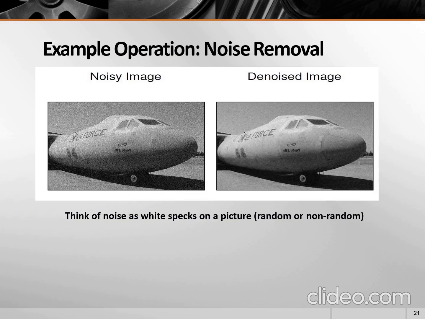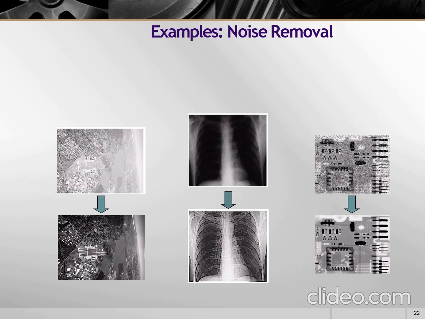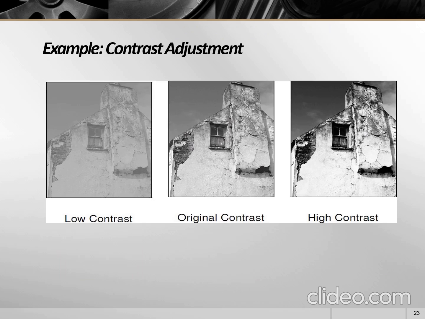Here we have an example operation of noise removal. In the first image we have a noisy image that is to be denoised by some noise removal algorithms. After that we get a clear image. This is also an example of noise removal. This is an example of contrast adjustment with different constant contrast levels, low and high contrast levels.